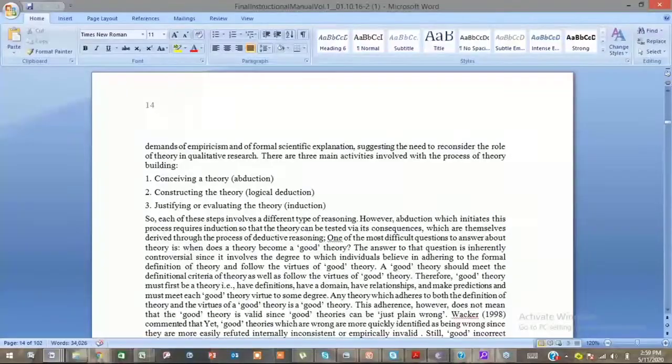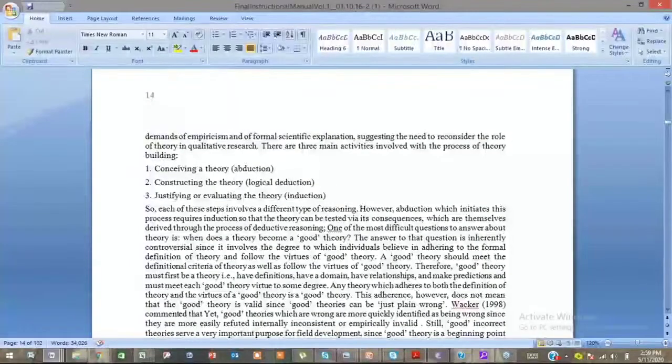There are three main activities involved with the process of theory building. One is conceiving a theory, that is adoption; constructing the theory, logical deduction; and justification or evaluating the theory, induction. So you conceive your theory. Theory X and theory Y were propounded by human beings. No theory came from heaven except the biblical or our religion book, which was even written by man. So you can formulate your theory. The first is to conceive a theory.